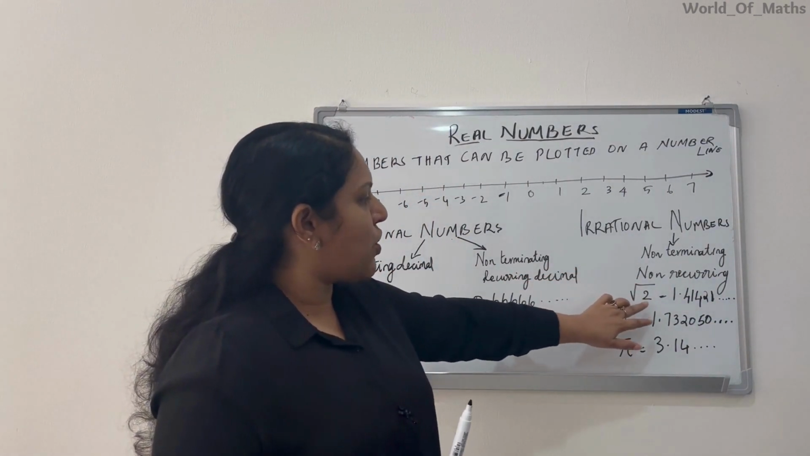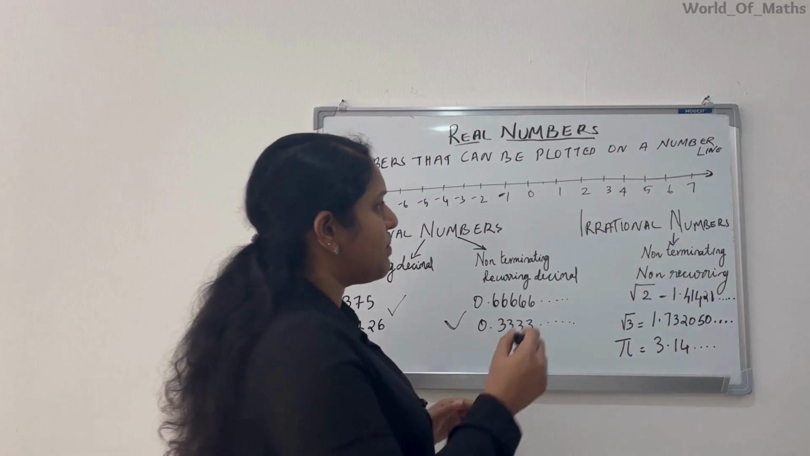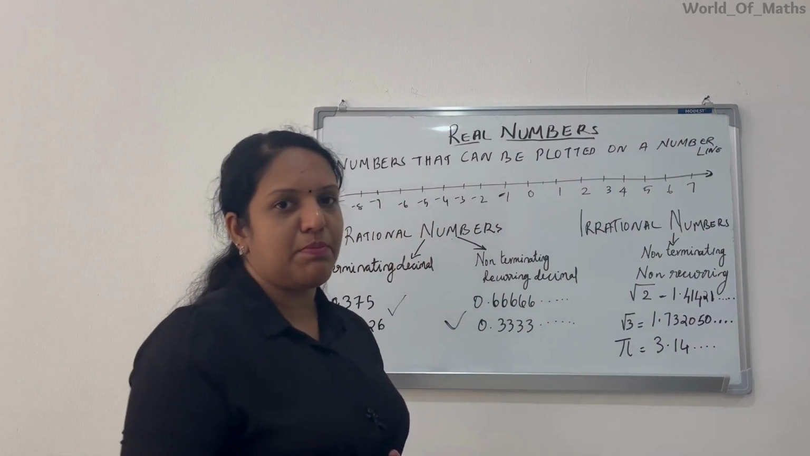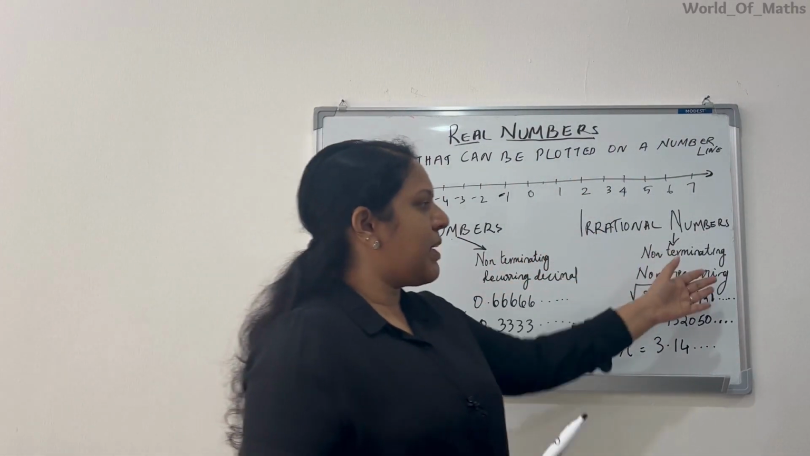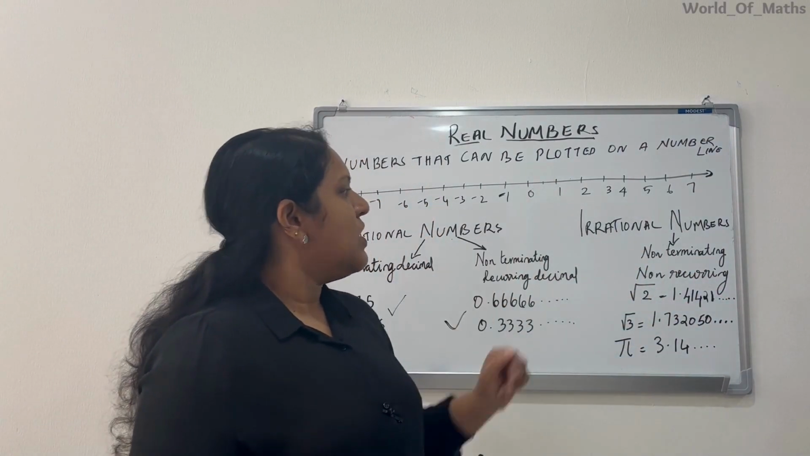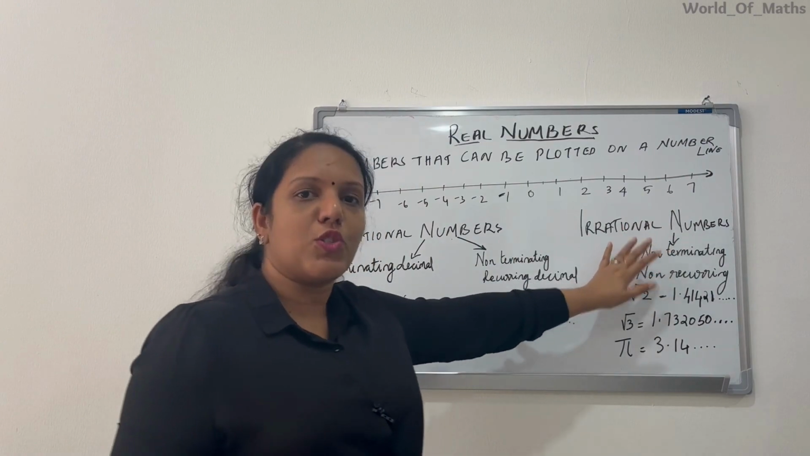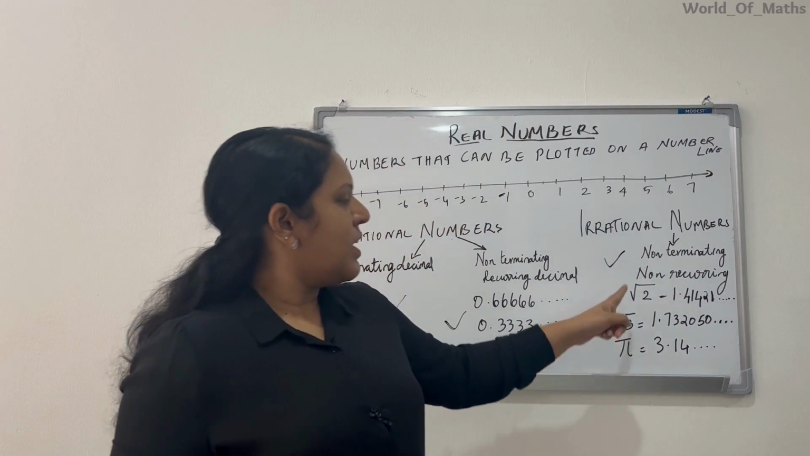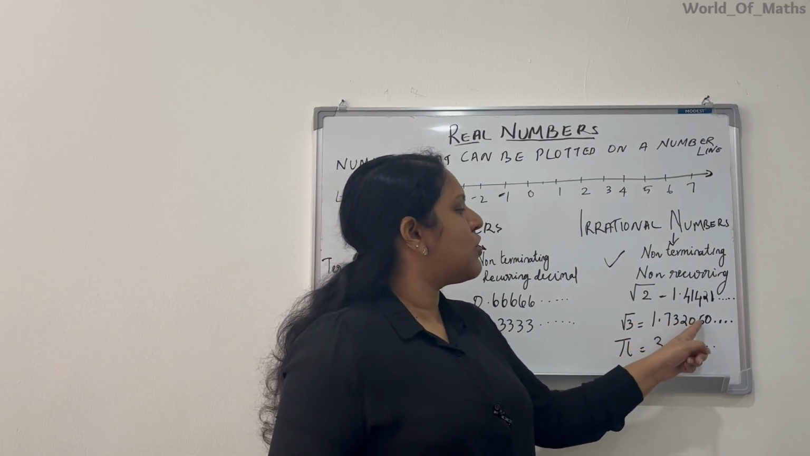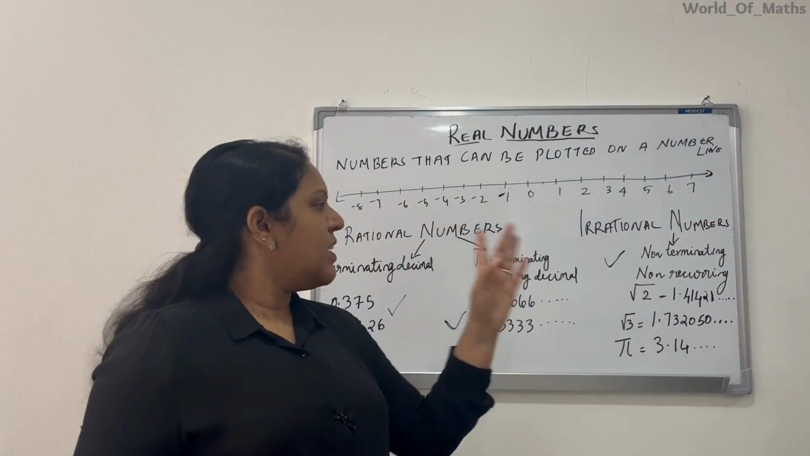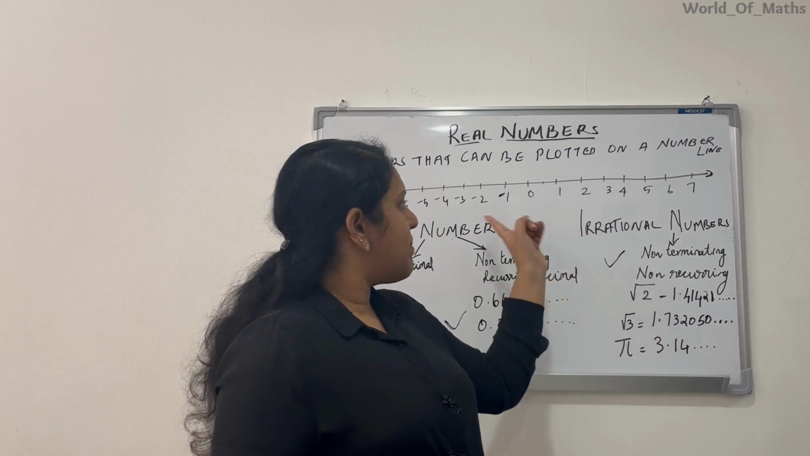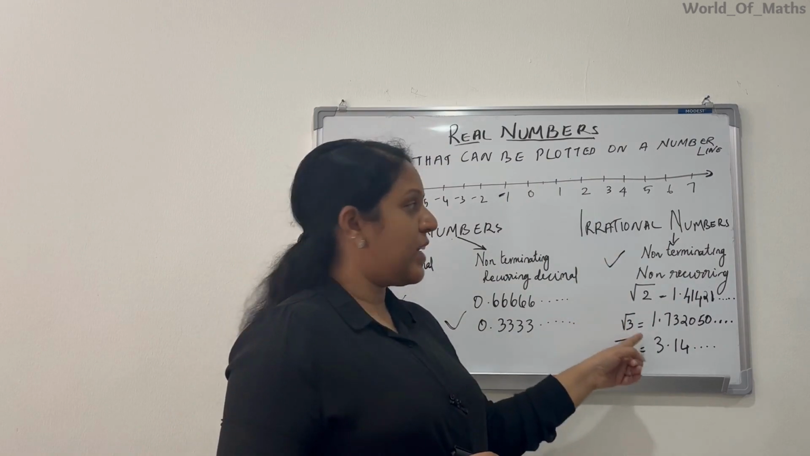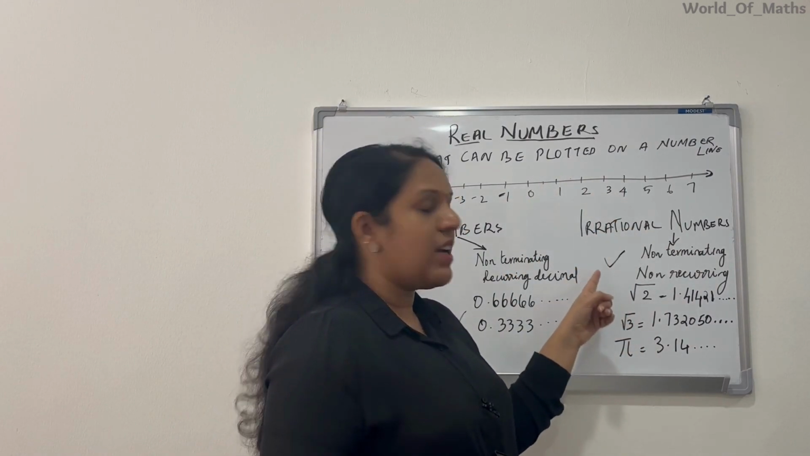So can we plot the square root of 2 on a number line? Yes, we can plot it somewhere in between 1 and 2. It is possible to plot it, but it is non-terminating and non-recurring, but still we can plot that on a number line. So this is an irrational number but is also a real number. Take another example, the square root of 3, which has a value of 1.732050 and it goes on. It never ends. Can we plot this on a number line? Yes, we can plot 1.73 somewhere here. It is possible to plot the square root of 3 also on a number line. So this one is also a real number.